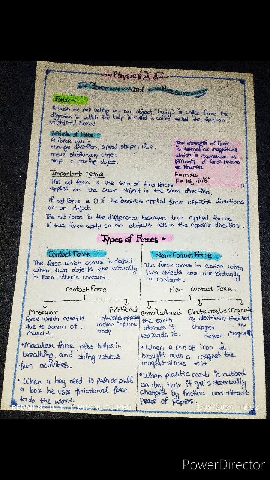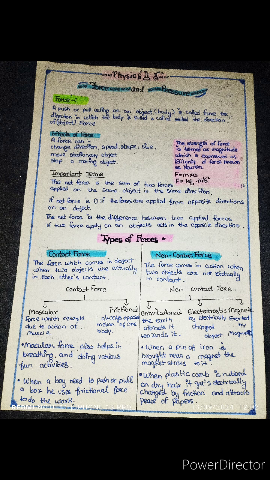The net force is the sum of two forces applied on the same object in the same direction. If you apply two forces on an object in the same direction, this is known as net force. But if on the same object one time the force is applied from left and one time from right, its total net force will be 0 because you have applied force from left also and right also.